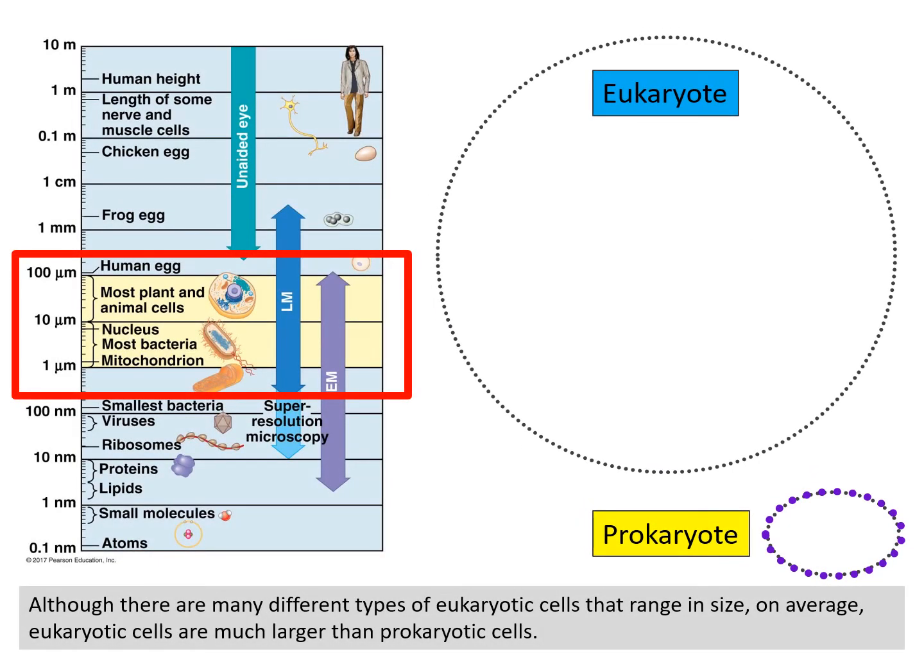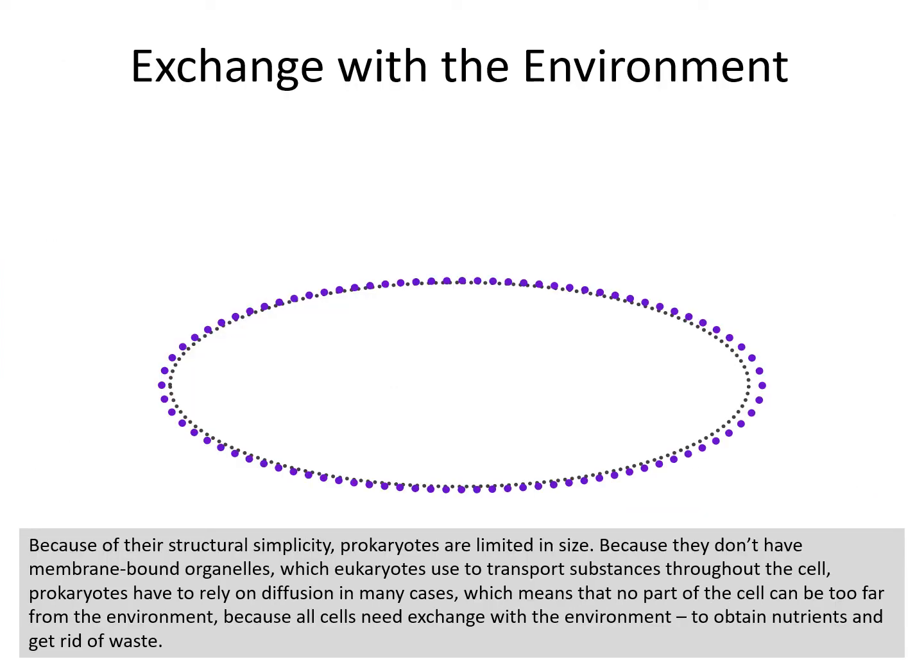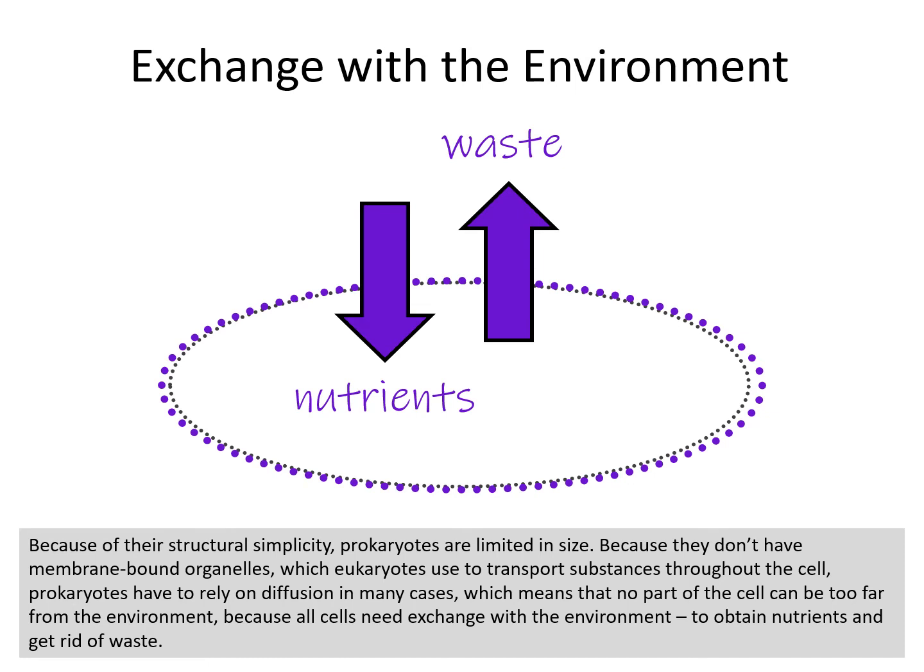Although there are many different types of eukaryotic cells that range in size, on average, eukaryotic cells are much larger than prokaryotic cells. Because of their structural simplicity, prokaryotes are limited in size. Because they don't have membrane-bound organelles, which eukaryotes use to transport substances throughout the cell, prokaryotes have to rely on diffusion in many cases, which means that no part of the cell can be too far from the environment because all cells need exchange with the environment to obtain nutrients and get rid of waste.